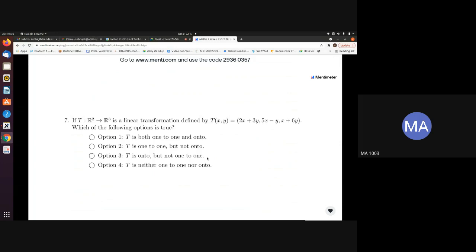So basically you have to check what is rank and what is nullity. That is it. Even if you just know the nullity or the rank, you can do it. Please let me know once you are done.